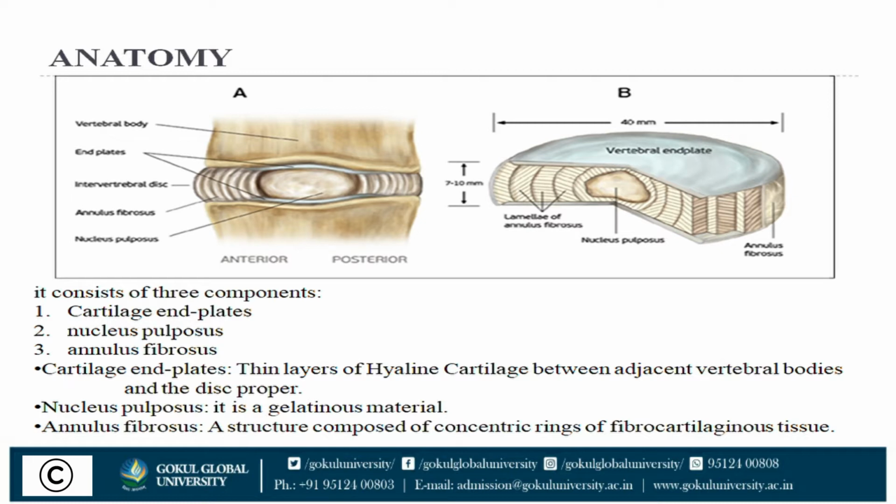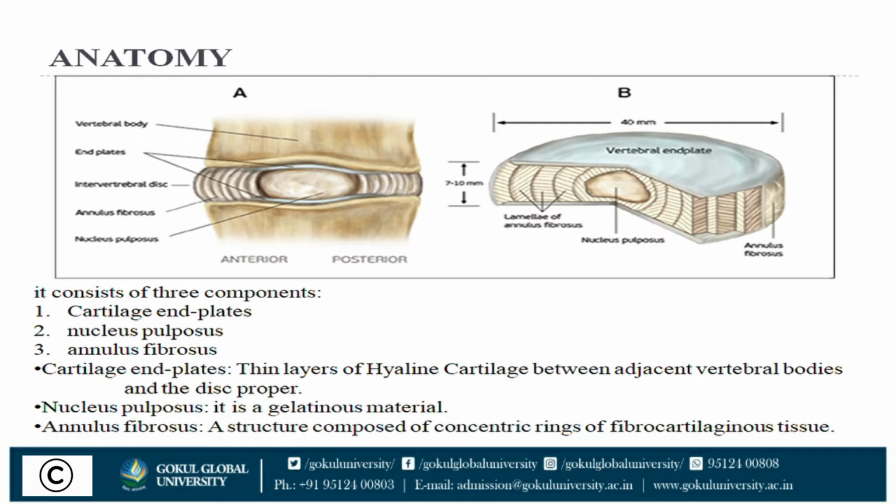The intervertebral disc consists of three distinct components: the cartilaginous end plates, nucleus pulposus, and annulus fibrosus. These are mainly three contents. The cartilaginous end plates are a thin layer of hyaline cartilage between adjacent vertebral bodies and the disc proper. The disc receives its nutrition from the vertebral bodies via these end plates by diffusion.